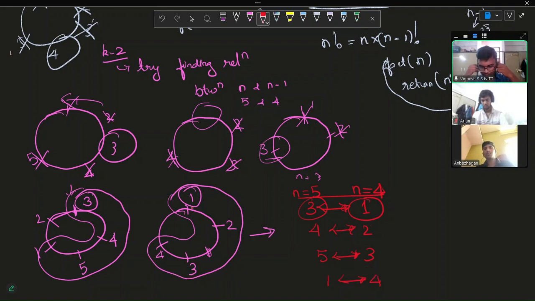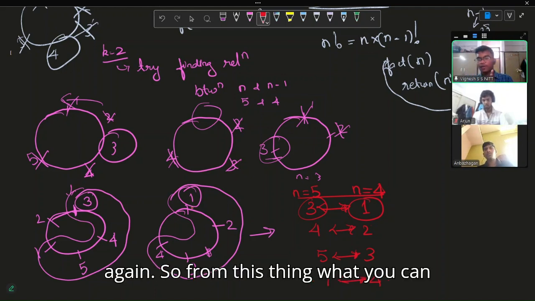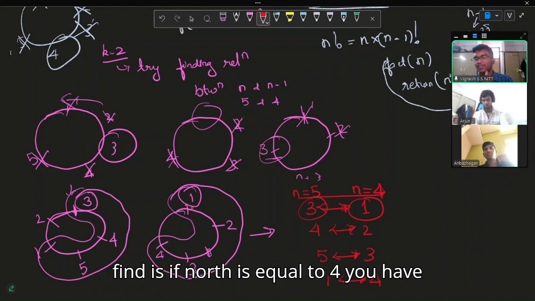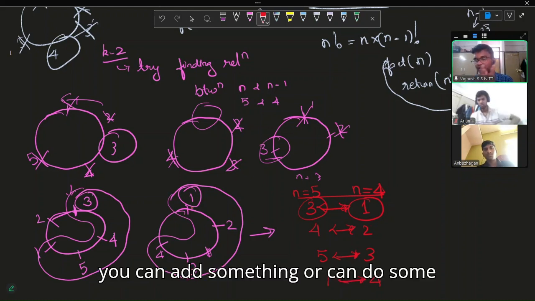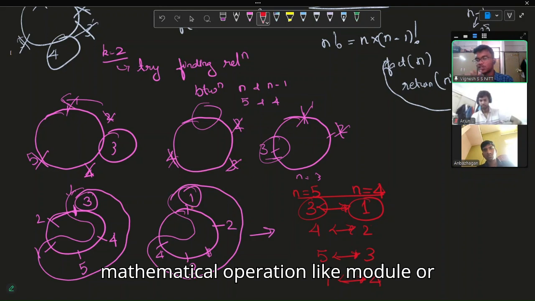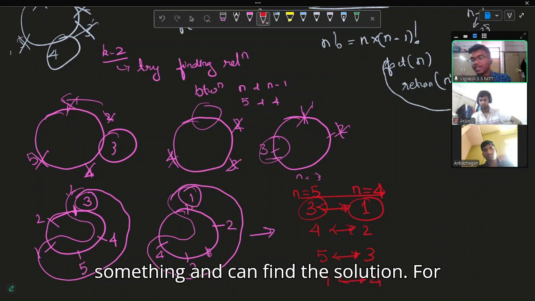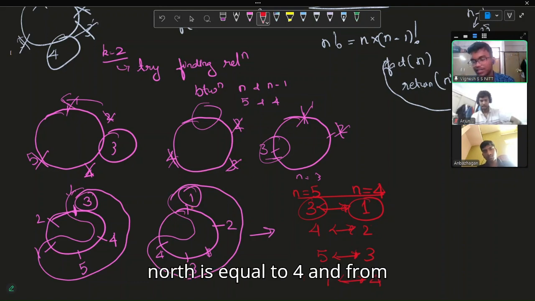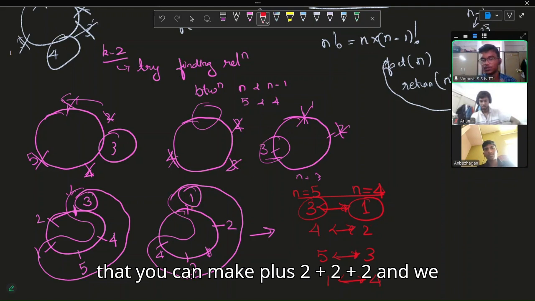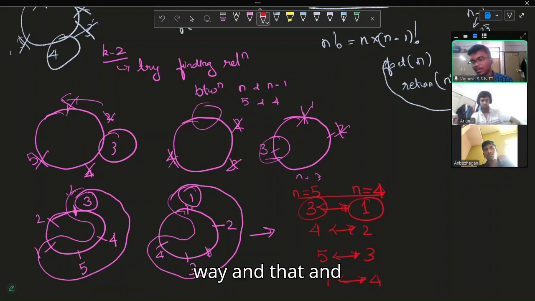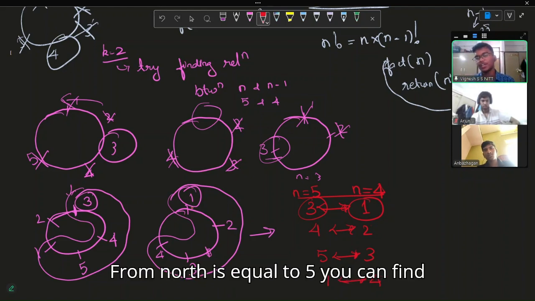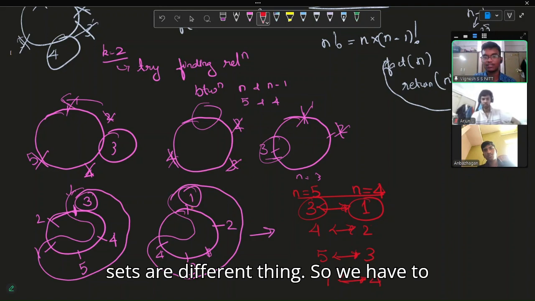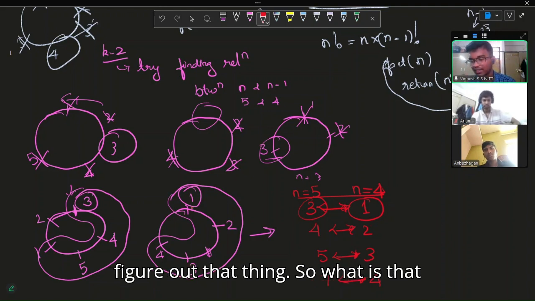So I will repeat the same thing for Anbazhagan. From this, what you can find is, if n is equal to 4, you can do some mathematical operation like modulo and find the solution for 5. You have 1, 2, 3, 4 in n is equal to 4. From that, you can make plus 2, plus 2, plus 2, and we'll get the same sequence in a different way, and you can find n is equal to 5. From n is equal to 5, you can find n is equal to 6, and for n is equal to 6 you have a different thing. So we have to figure that out.